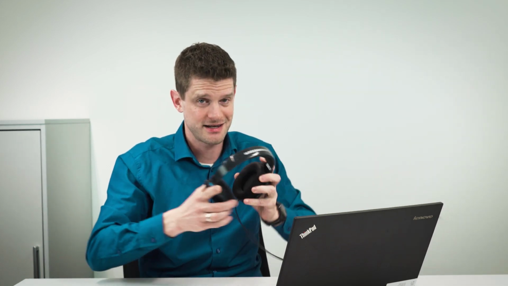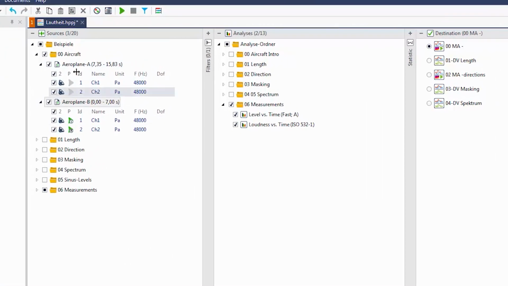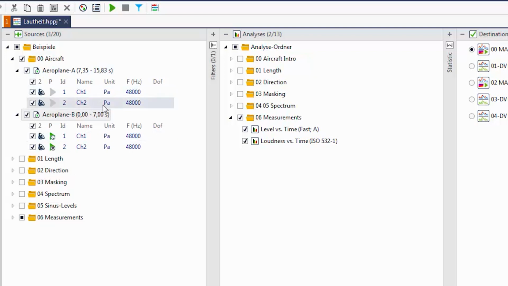To get started, an example from the industry. Aeroplanes which are too loud have to pay an extra fee for each takeoff they make. This rule should motivate the manufacturers of aeroplanes to build quieter aeroplanes. Like always, I recommend to use proper headphones so you can follow my explanations. So I have measurements from two different aeroplanes, both times a binaural recording with an artificial head.